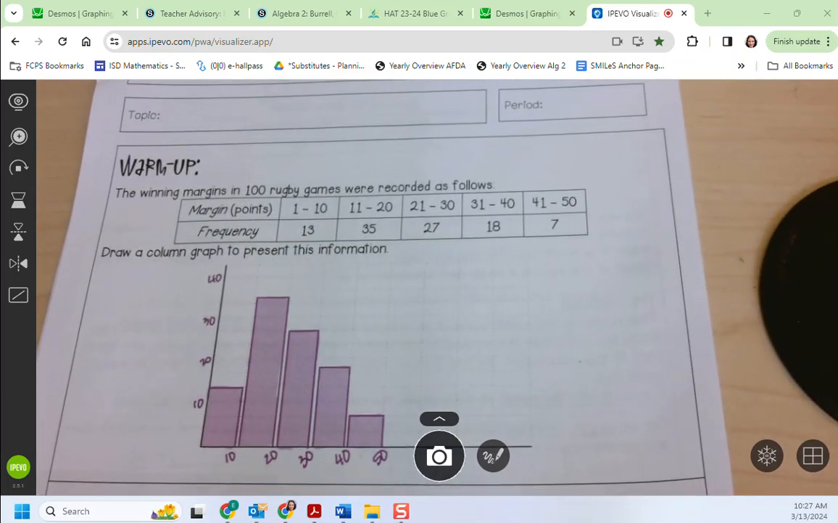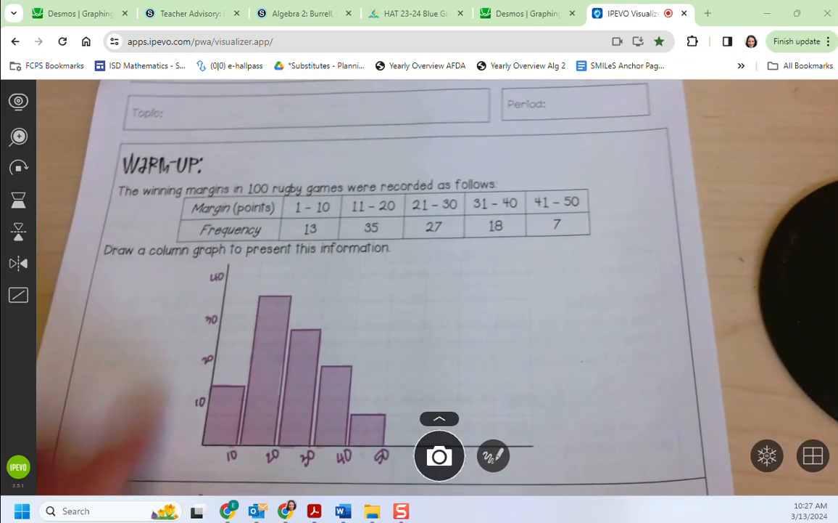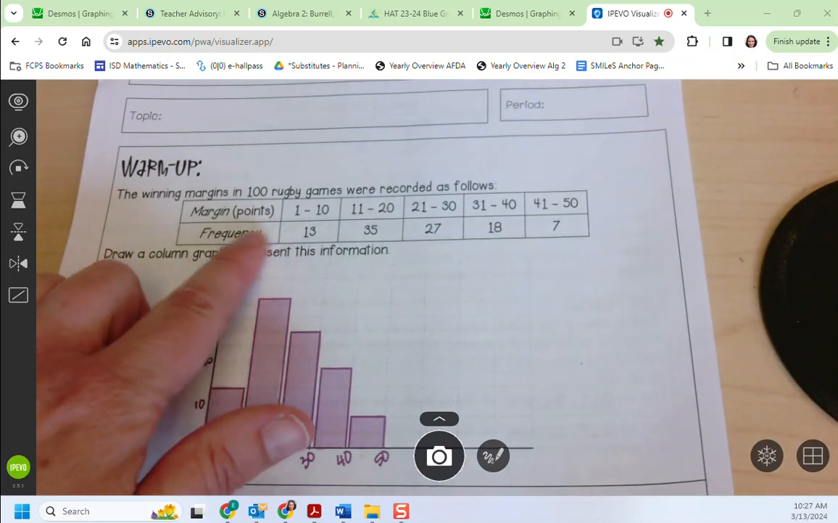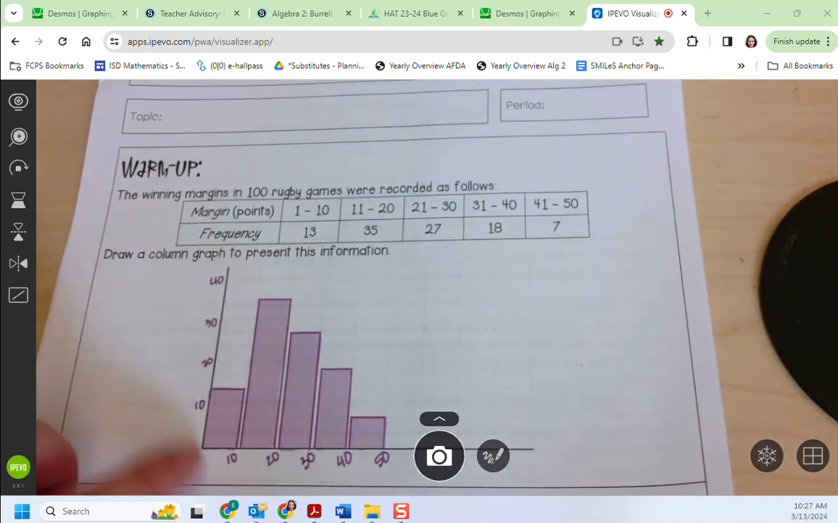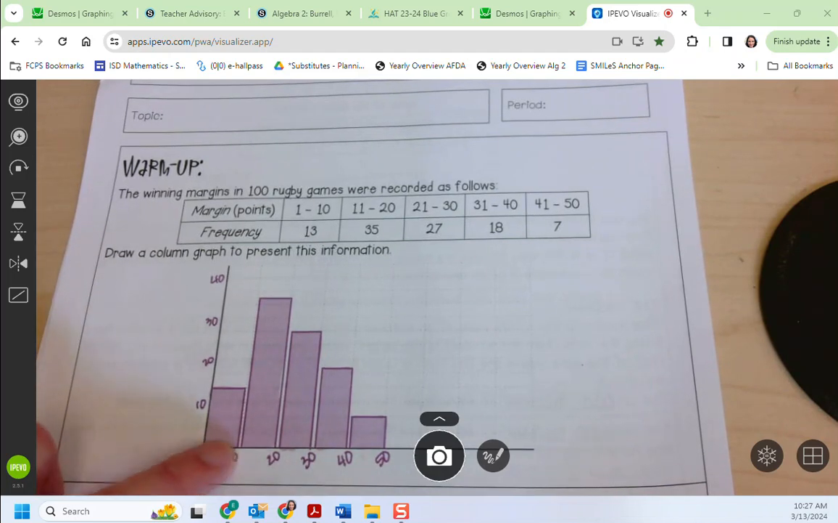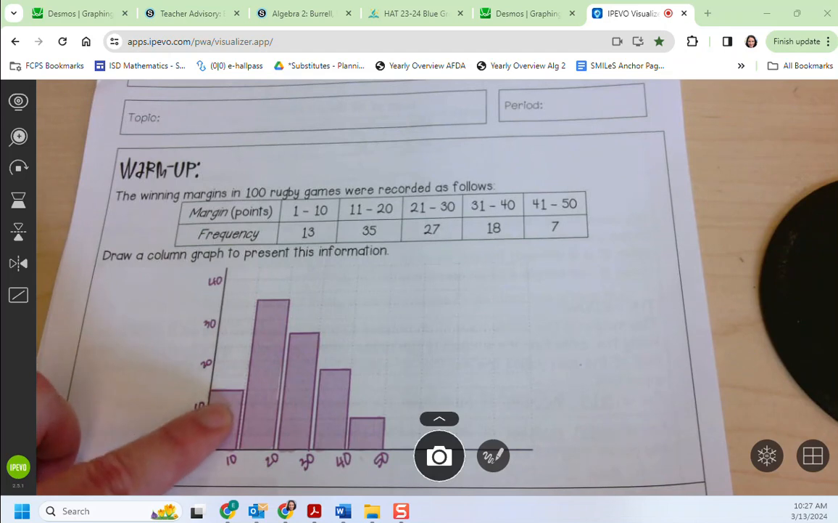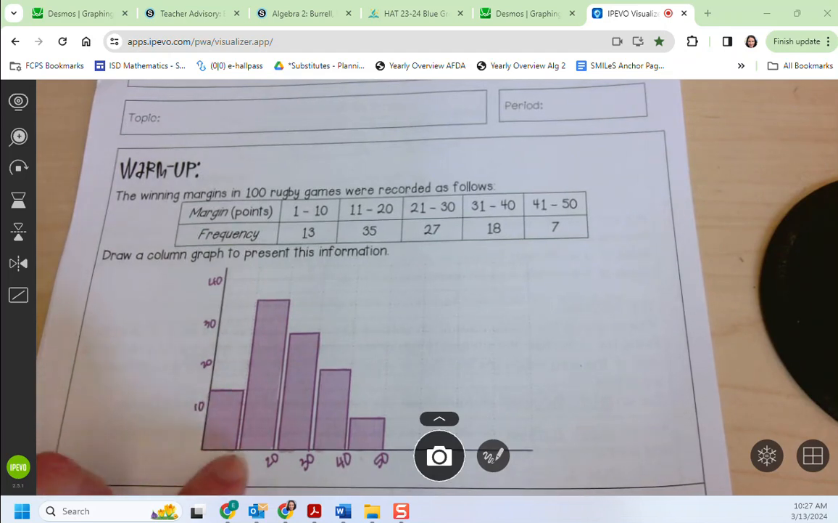So in the warm-up, this is the frequency chart. So the margin was 1 to 10 in 13 games. And so on the bottom, I labeled 1 to 10 here. And then I made this go up to 13 approximately. And then the same thing here.